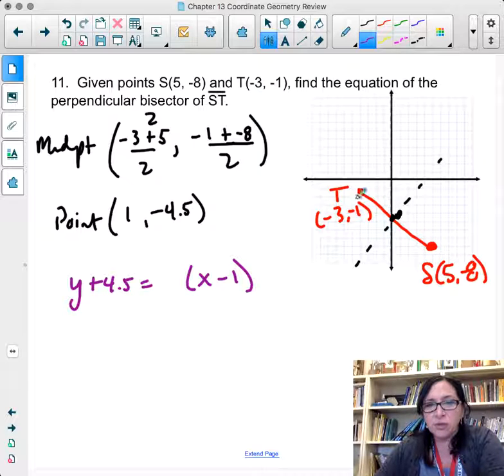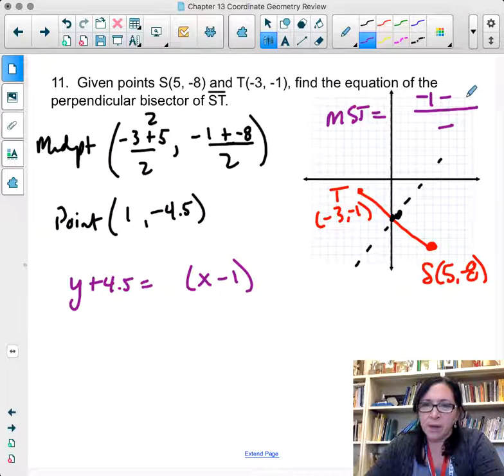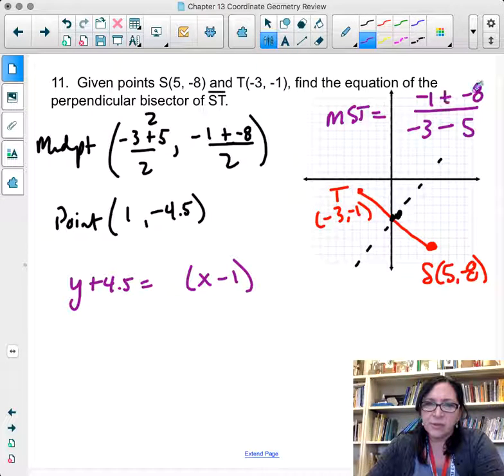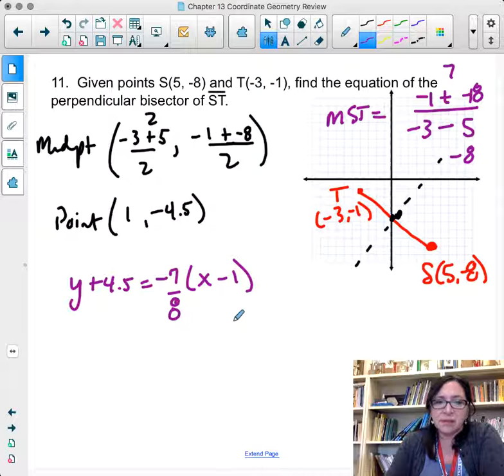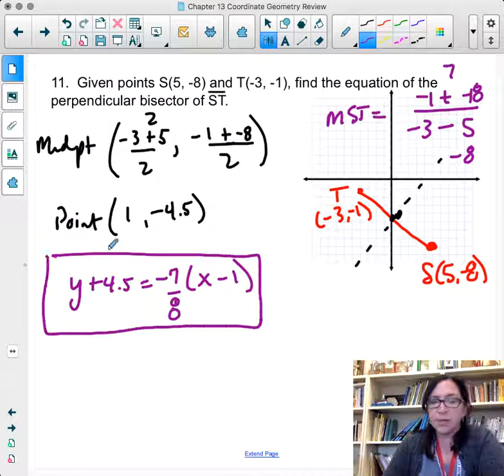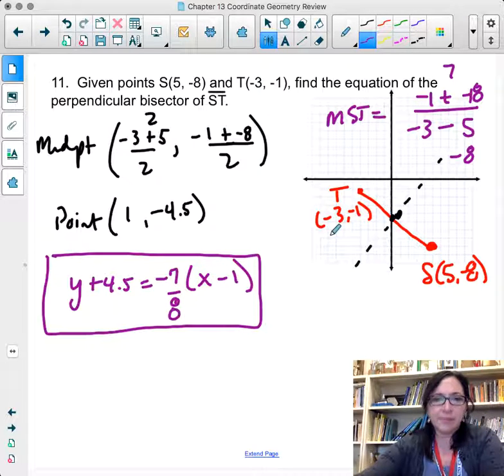So I'm going to find the slope of ST. So subtract your y's over subtract your x's. So negative 1 minus negative 8 over negative 3 minus 5. So this makes plus. So negative 1 plus 8 is 7. And this makes negative 8. So my slope is negative 7/8. So find the equation of the perpendicular bisector. This is it right here. And so, I mean, I could simplify this a little bit if I wanted to and put it in slope-intercept form, but it didn't actually tell me to do that, so I'm not going to.